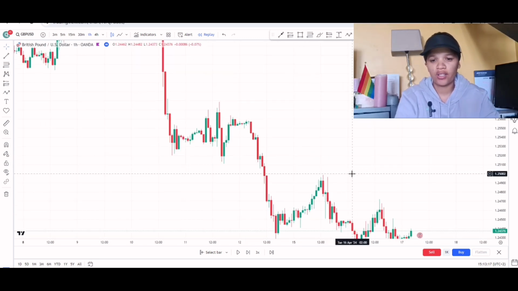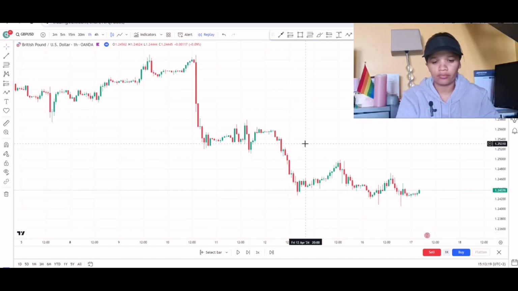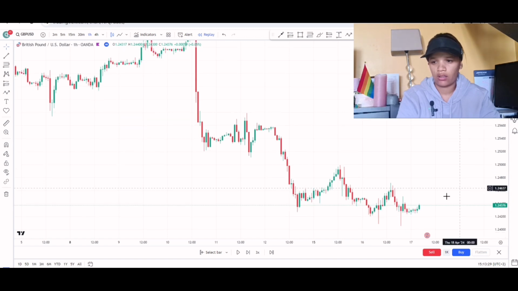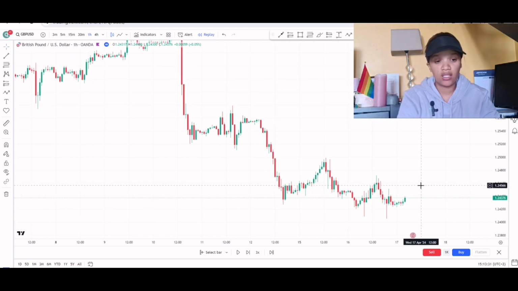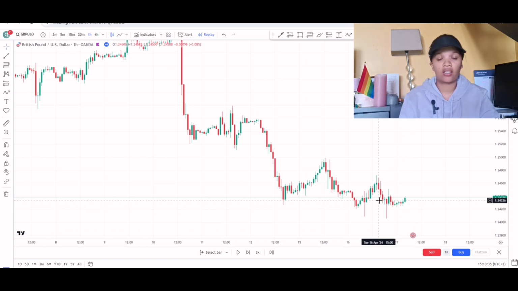Okay, so we're gonna do the trade breakdown for you. We're going to start by looking at GBP USD, and the first thing I check is market structure on the 1 hour, right?